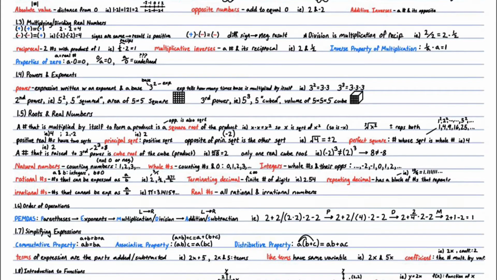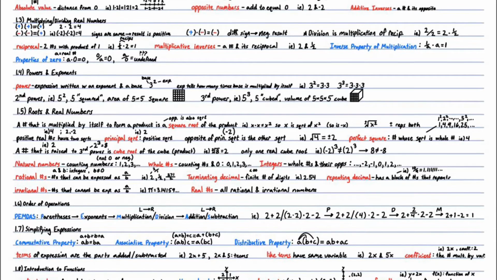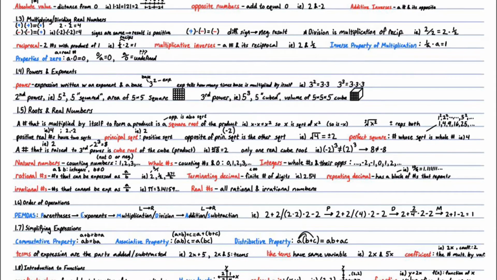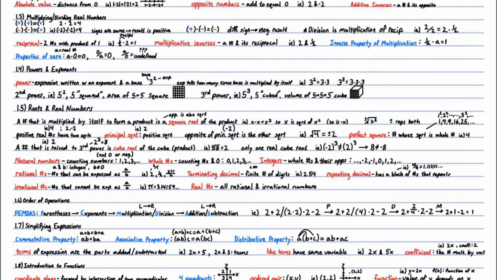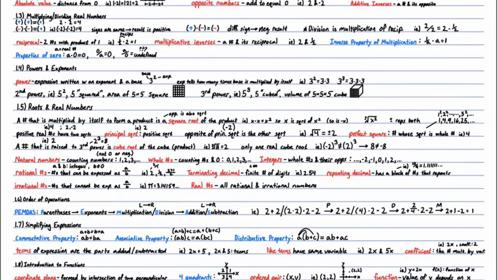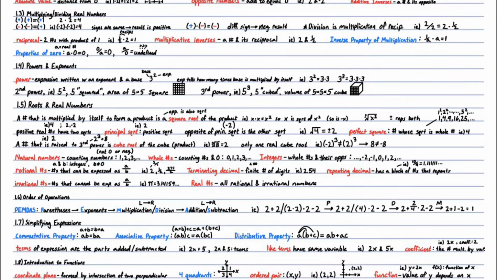Simplifying expressions. Commutative property: a plus b equals b plus a and a times b equals b times a. Order does not matter. Associative property: a plus b plus c equals b plus c plus a and a times b times c equals b times c times a. Grouping does not matter. Distributive property: a times the sum of b and c equals a times b plus a times c. The a gets distributed to both terms.